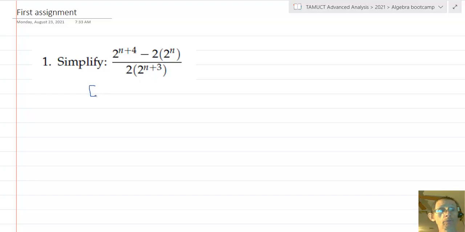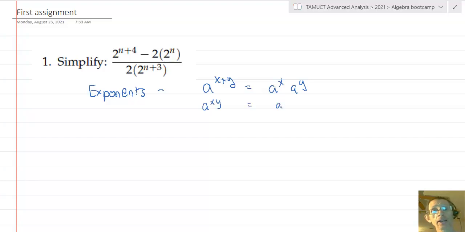Now remember your exponent rules. These are rules that you have used repeatedly in your other math courses, and they should be second nature to you by now. Let's see what they are. If you have a to the x plus y, that's equal to a to the x times a to the y. If you have a to the xy, that's equal to a to the x, to the y power. There are other rules also. If you have a to the x times b to the x, that's equal to ab to the x. And there may be some other rules that I forgot that we'll see as we go along.